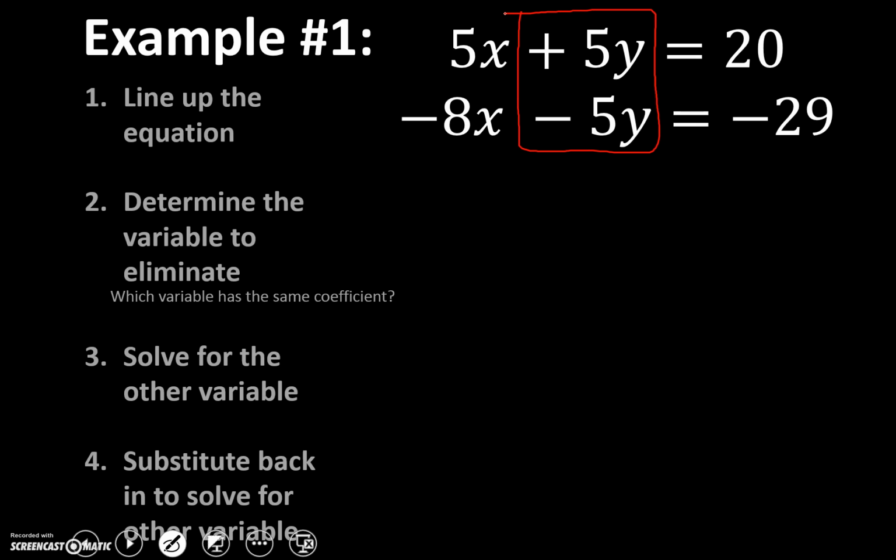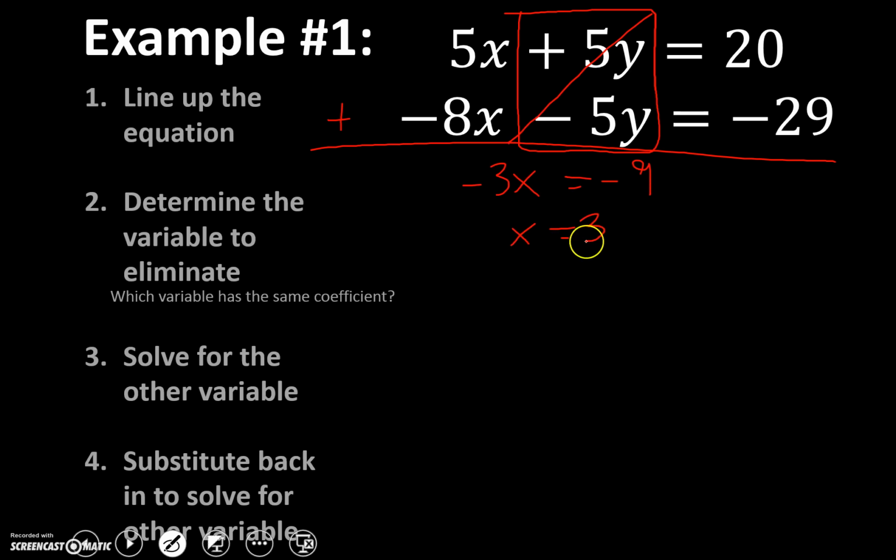The point of elimination is to eliminate a variable. So we're going to choose either adding or subtracting in order to get rid of them. If they have different signs, we're going to add, because a positive 5 plus a negative 5 cancel them out. However, 5 and negative 8 add up to a negative 3x. 20 and negative 29 add up to a negative 9. So when I divide both sides by negative 3, we get a positive 3, because negative 9 divided by negative 3 is positive 3. So now we're in our final step.